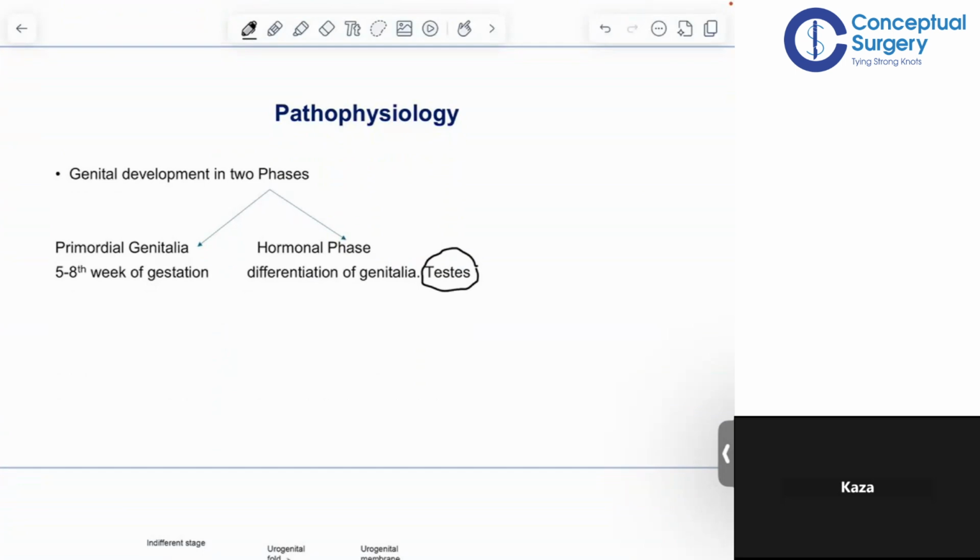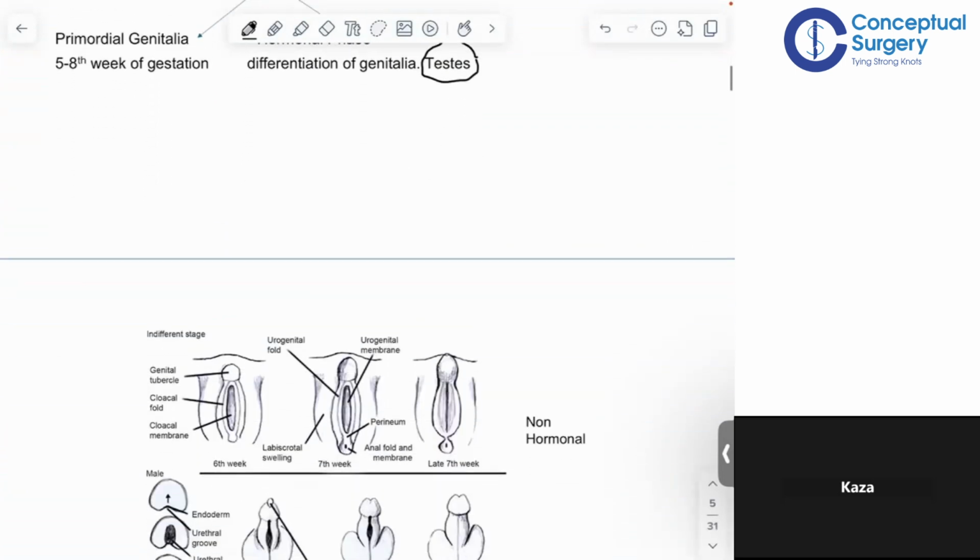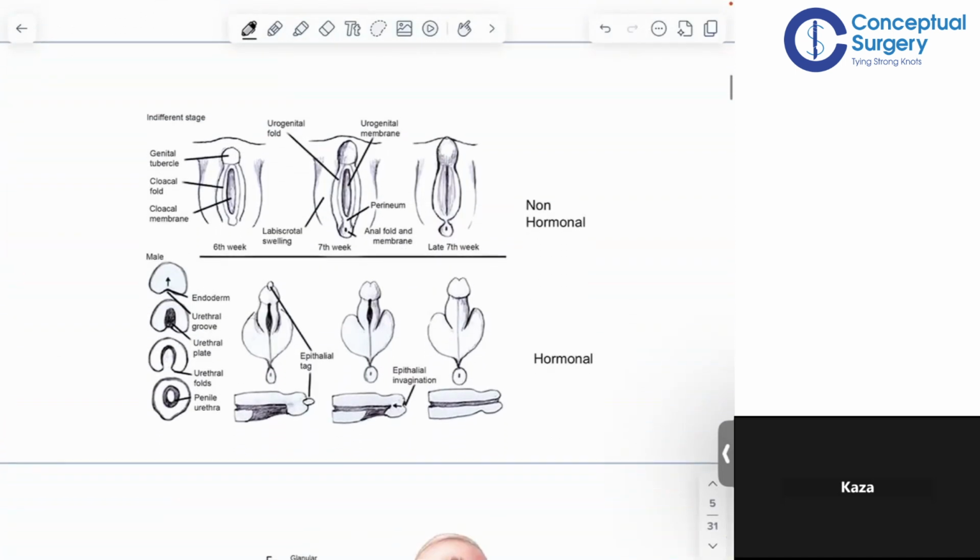Let's go to the diagram, then maybe it will be easier to make out. Now, this is the non-hormonal phase, the primordial stage. What have we got there? We've got a genital tubercle in front, and we've got the urethral folds out here, and the cloacal membrane sitting in between, right?